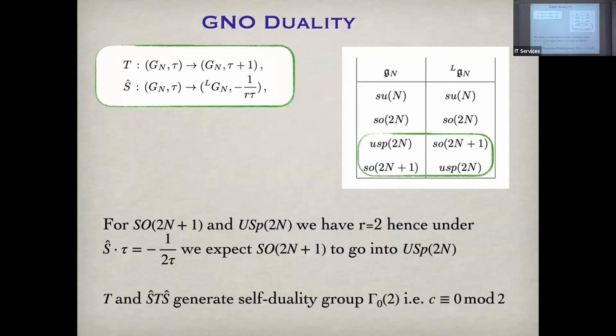So this is not a symmetry, this is a duality. You're really telling me that two different integrals over different algebras are related by this tau going to -1/tau. But if you consider S hat, T S hat, this brings you back to itself. S hat makes me move from one side to the other, S hat makes me move backwards. So T and S hat, TS hat, generates the self-duality group, which is indeed gamma 0, 2. So if I do these two transformations, I expect the correlator in USP to be invariant under gamma 0, 2, and the correlator in SO to be invariant under gamma 0, 2.